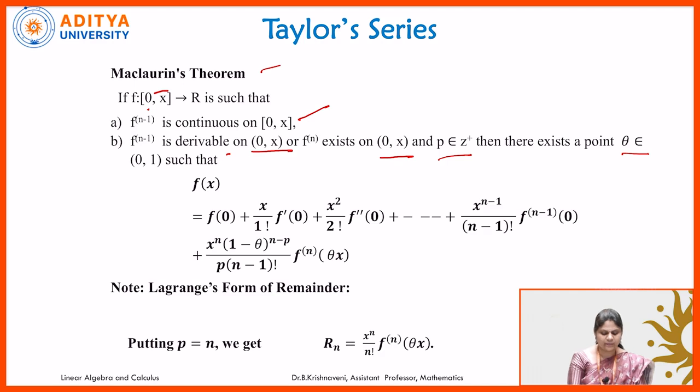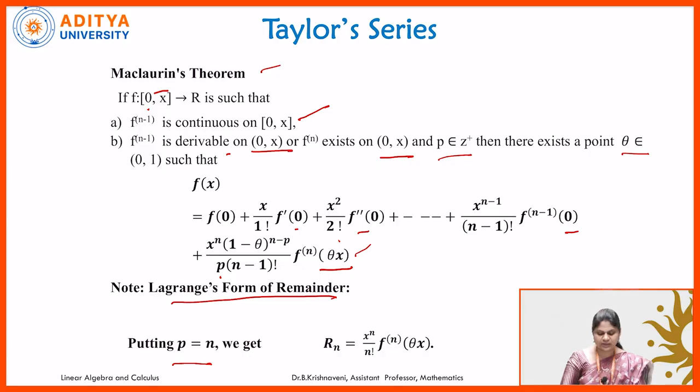f(x) = f(0) + x/1! f'(0) + x^2/2! f''(0) + ... + x^(n-1)/(n-1)! f^(n-1)(0) + x^n (1-theta)^(n-p) divided by p (n-1)! times the nth derivative of f at theta x. The last term gives the remainder. To get Lagrange's form of remainder, we again substitute p = n. Then Rn is given by x^n / n! times the nth derivative of f at theta x.